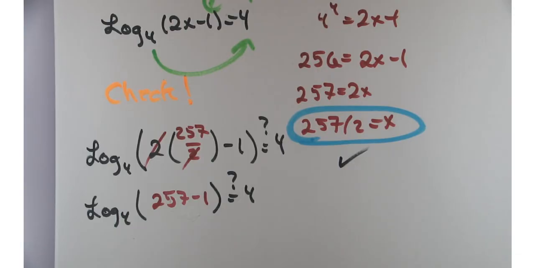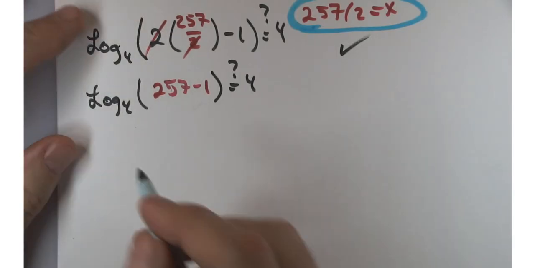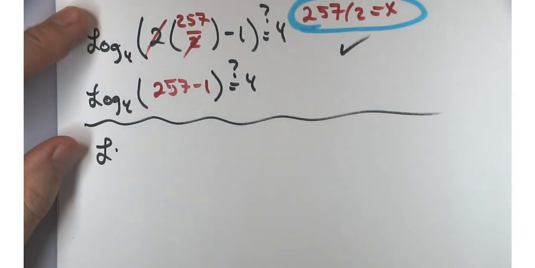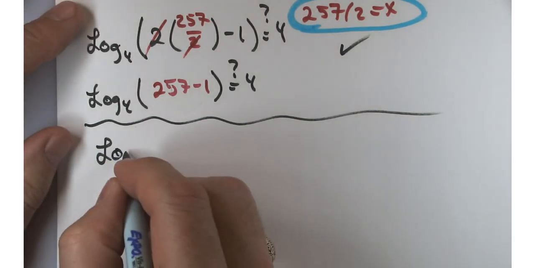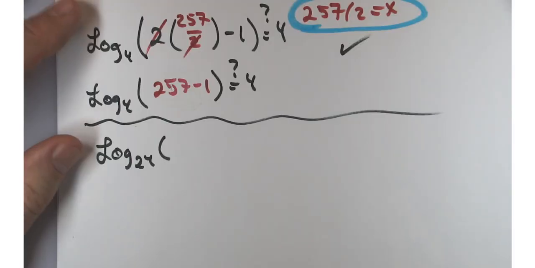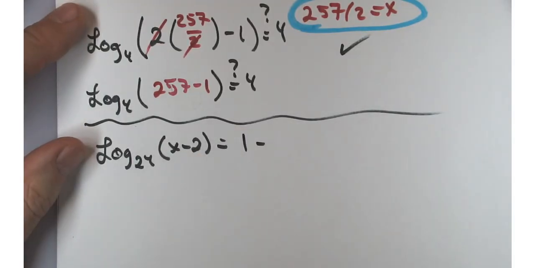Let's try the last of the ones in example G. And I wanted to get around to example I if we can get a chance. So it's log base 24 of x minus 2 equals 1 minus log base 24 of x.